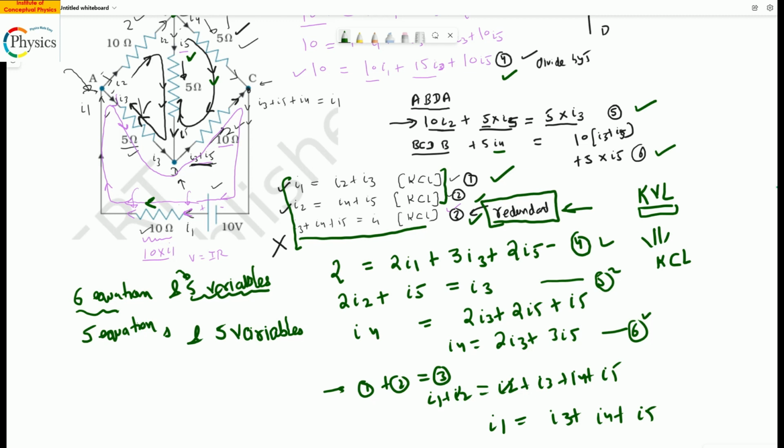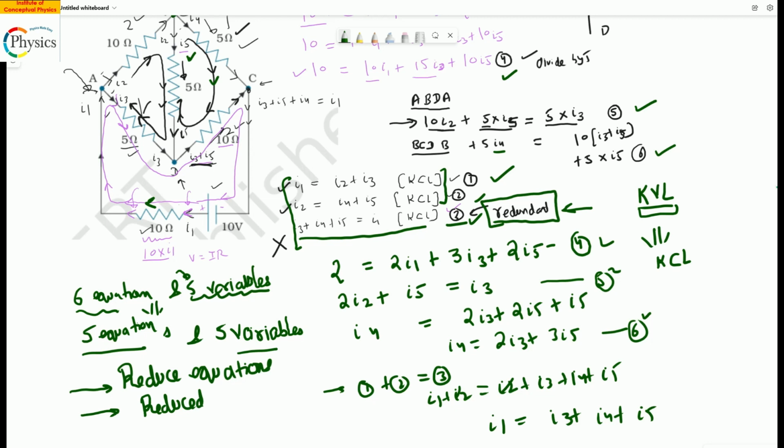Now you have five equations and five variables. What did I do in this step? You have to reduce the number of equations. Reducing equations is another important step you need to take. Now you have five equations and five variables because 3 is redundant. You have made the number of equations equal to the number of variables.